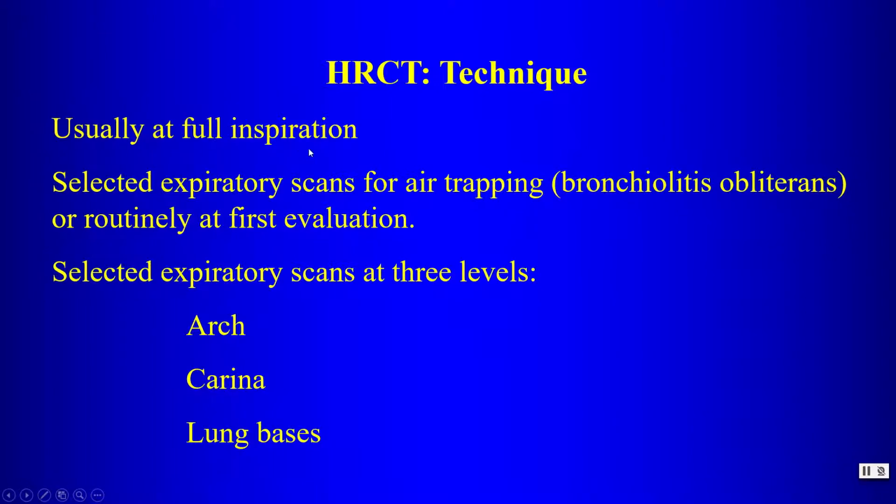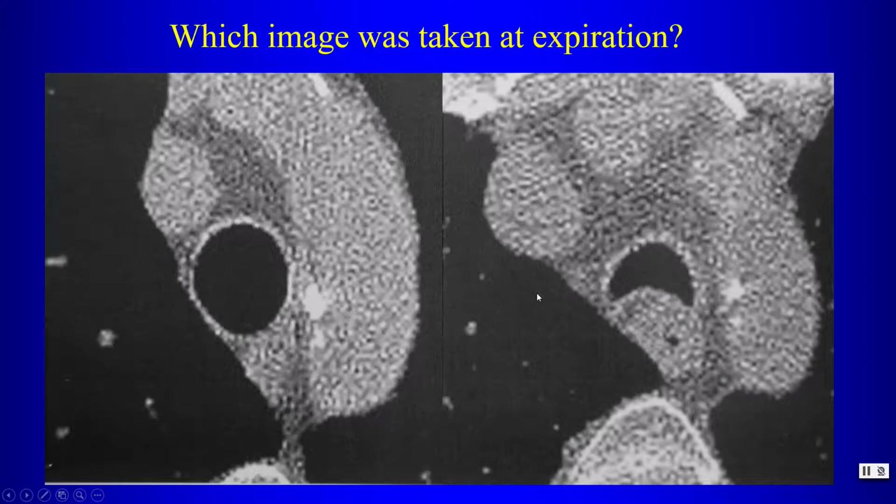So in summary, for high-res CT, we do it at full inspiration. We might do selected expiratory scans if we're looking for air trapping, underlying diseases like bronchiolitis obliterans, small airway disease. And you might do expiratory scans at selected levels like the arch, carina, or the lung bases.